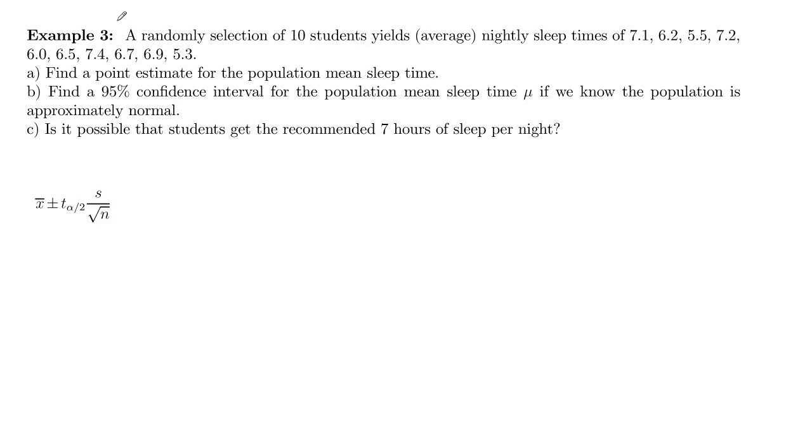Let's look at another example computing a t-interval. This time we have actual data. So we have a random selection of 10 students, and we surveyed their average nightly sleep times. We got 7.1, 6.2, etc. down to 5.3. So 10 data values there.